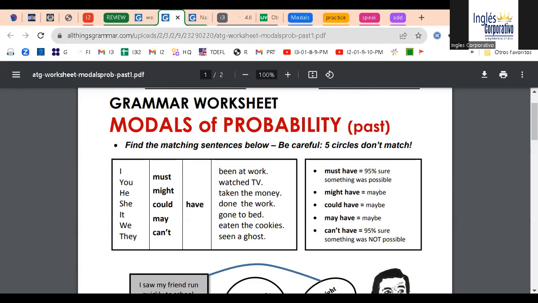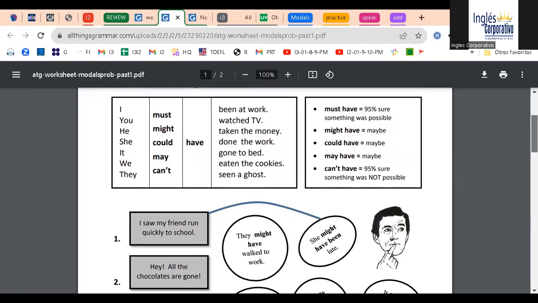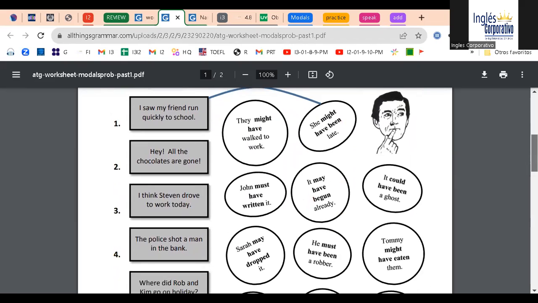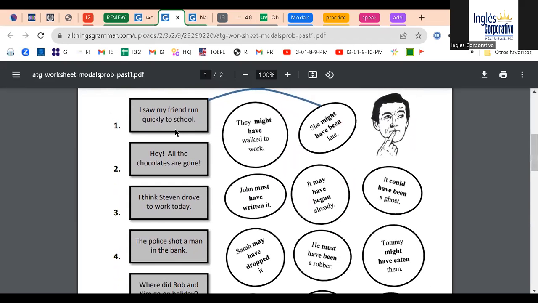Okay, let's see. Look at this. Remember, must have means 95% sure something was possible. Might have, maybe. Could have, maybe. May have means maybe, which is, let's say, 70%. And can't have means 95% sure something was not possible. So let's see. I saw my friend run quickly to school. What do you think, guys?